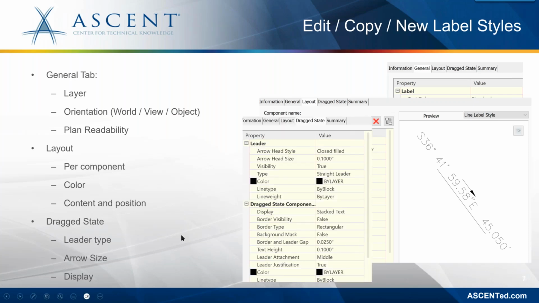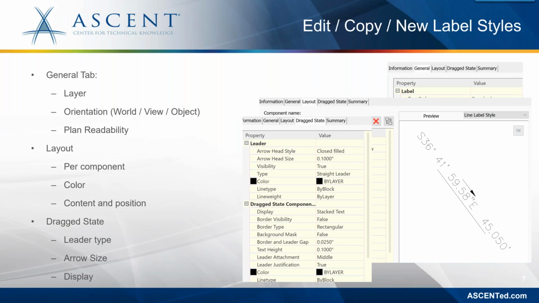And finally, we have the drag state, and that is as we drag the label off of the component, this controls what's going to happen then. If we drag it off, is there going to be a leader? Is the leader visible or not? What type of leader is it? Is it a straight leader or a splined leader? What type of arrowhead do we have? The size of the arrowhead.